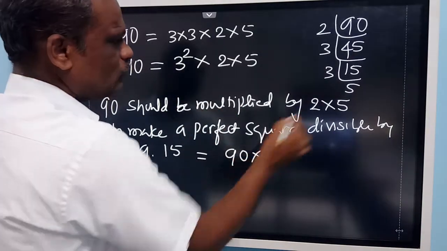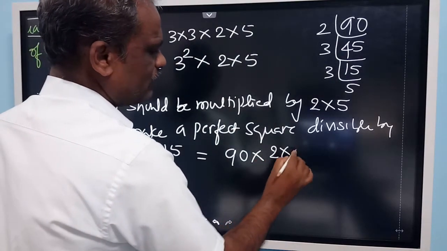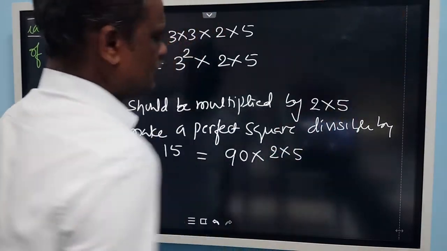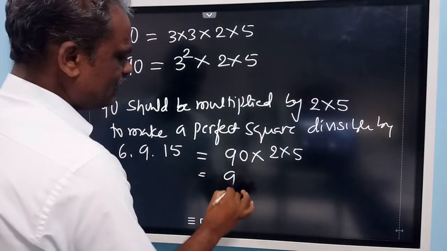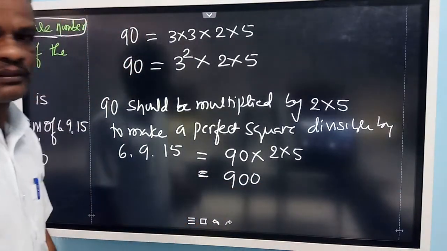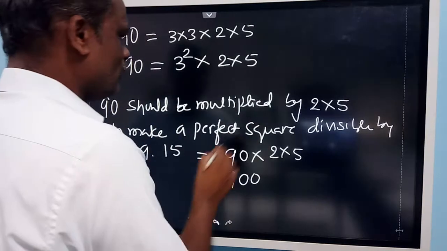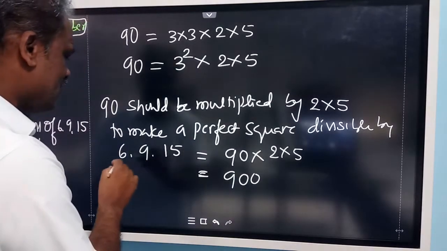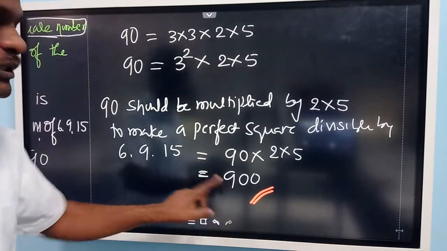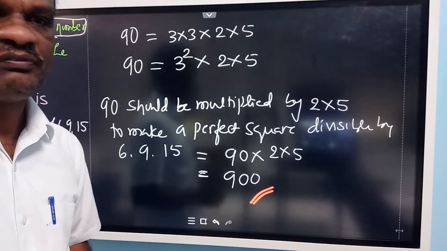So therefore, you multiply 90 into 10, or 2 into 5. So this is the number. It becomes 9 into 10, 900. So now this is a perfect square number. 900 is the square number which is divisible by all the three numbers, 6, 9, 15. So this is the solution. 900 is divisible by 6, 900 is divisible by 9, 900 is divisible by 15.